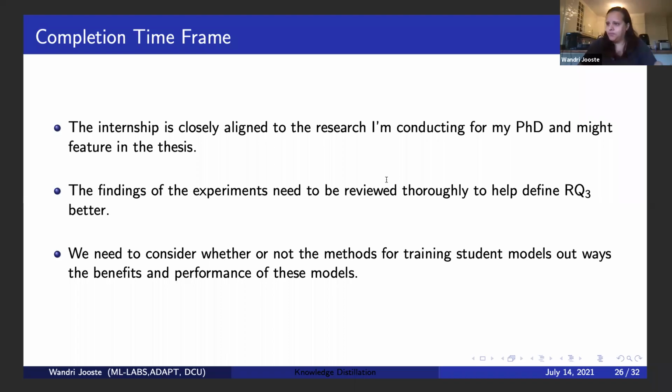And then what we still need to do is go through these findings again thoroughly, so we can better define research question 3, because at the moment that's still a bit of an open question. We're not sure if training these student models is worth all the hassle for a minor performance gain.